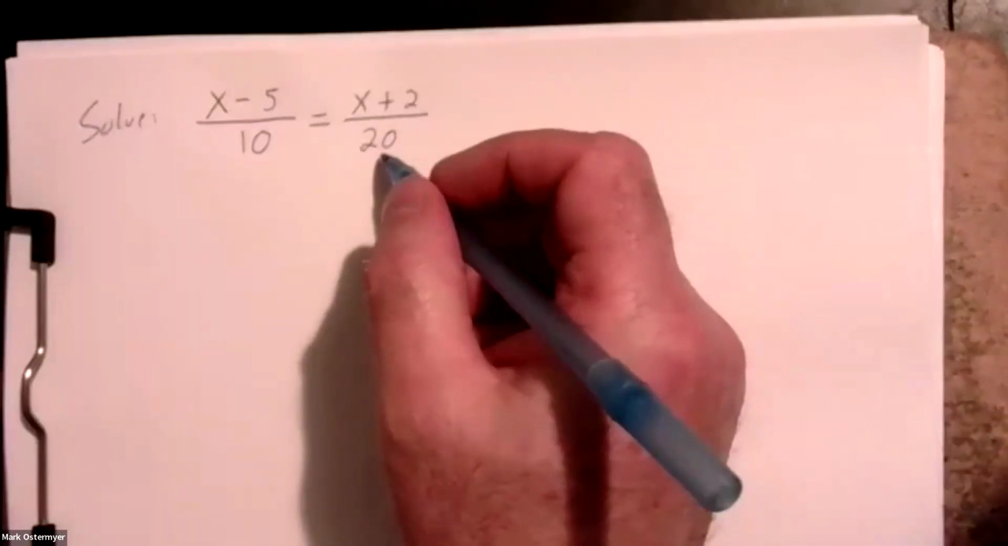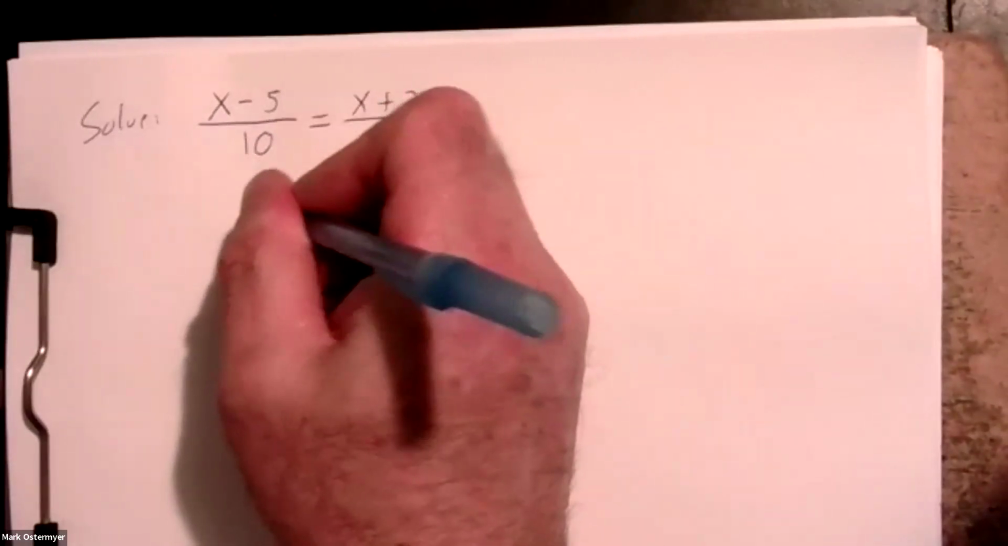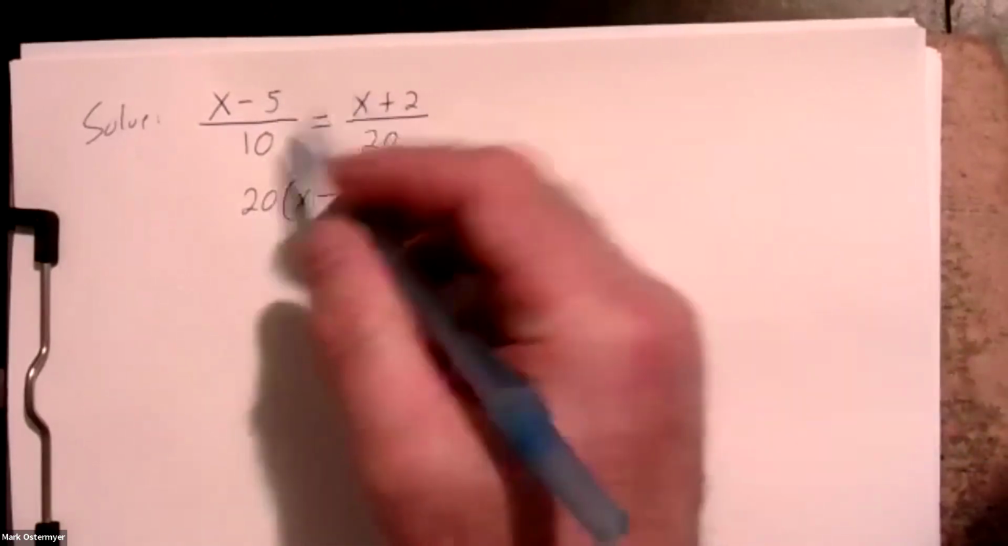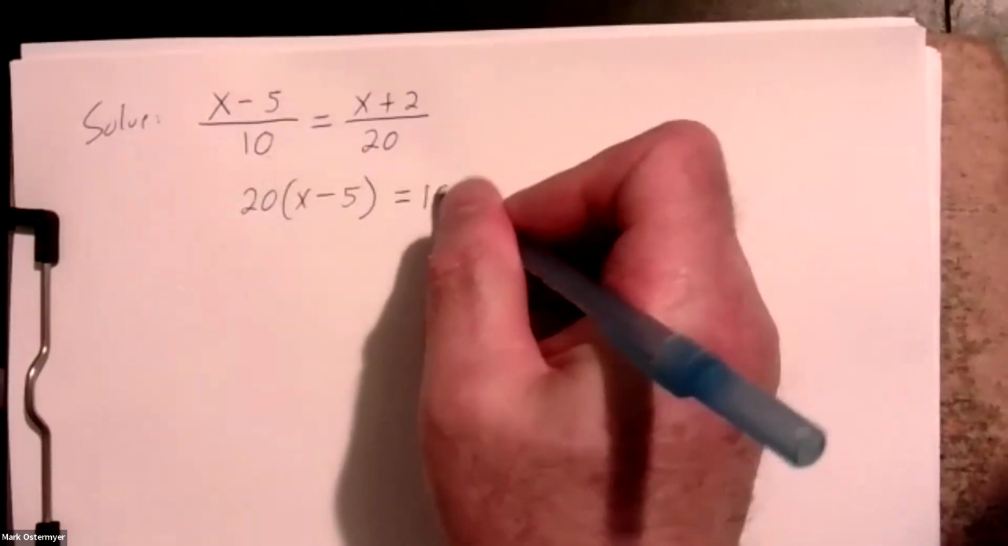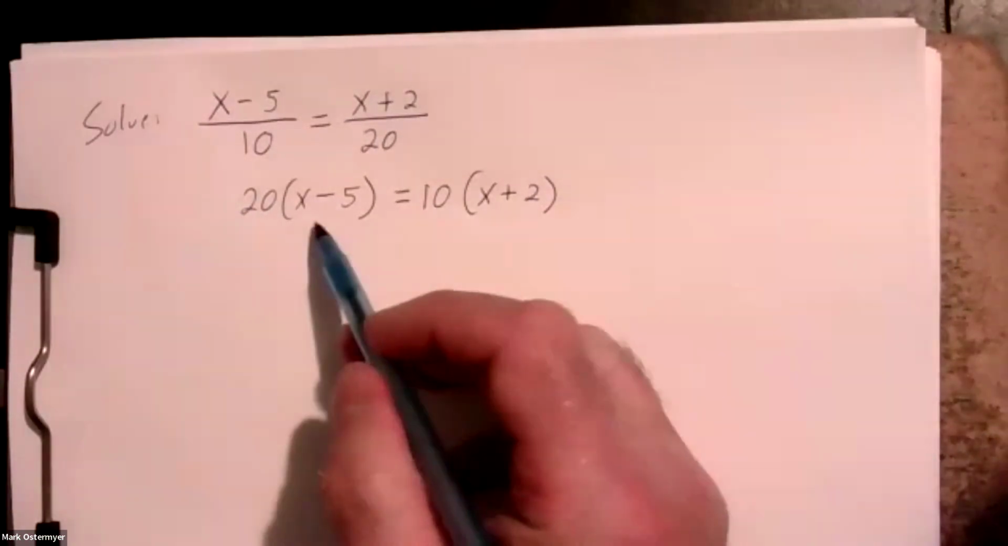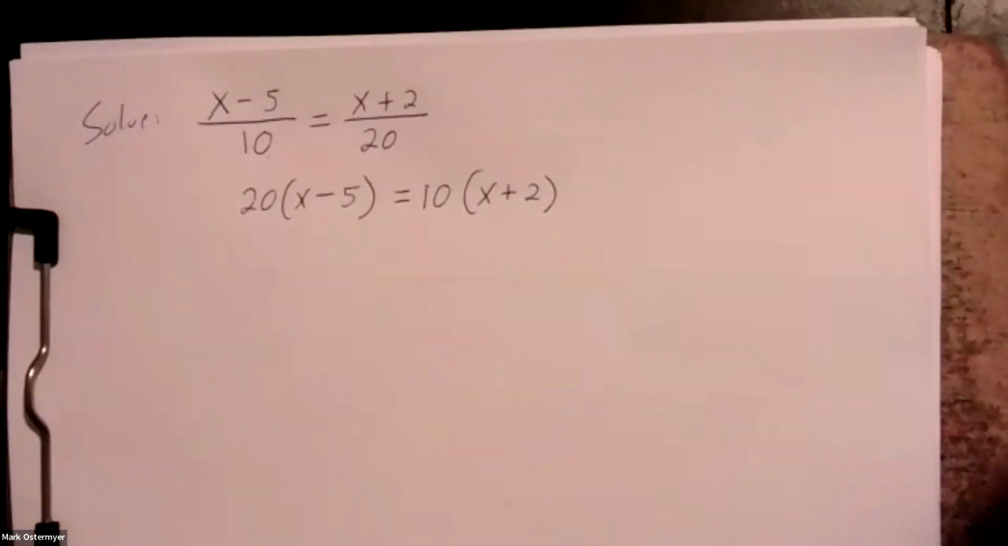Now to solve for x, we're going to cross multiply and equate the cross products. So 20 times (x minus 5) we will set equal to 10 times (x plus 2). And it's extremely important to enclose these variable expressions inside parentheses. Otherwise, you'll get a logical error.